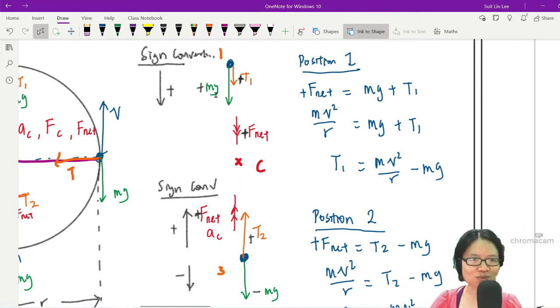This one works together with mg to provide centripetal force. Two persons do one job. This is one person doing two jobs. One force does two things. Two forces do one thing. You tell me lah, which one got larger tension? So obviously it's the minimum.